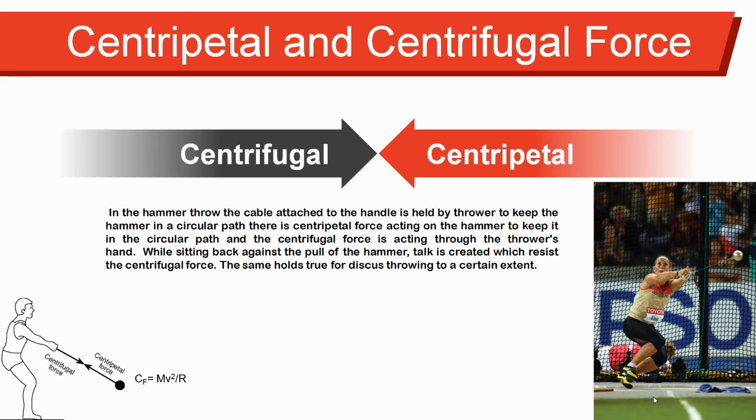Another implication in sports is the hammer throw, where the cable attached to the handle is held by the thrower to keep the hammer in a circular path. There is a centripetal force acting on the hammer to keep it in a circular path, and the centrifugal force acts through the thrower's hand while sitting back against the pull of the hammer. Torque is created which resists the centrifugal force. The same holds true for the discus throw to a certain extent.